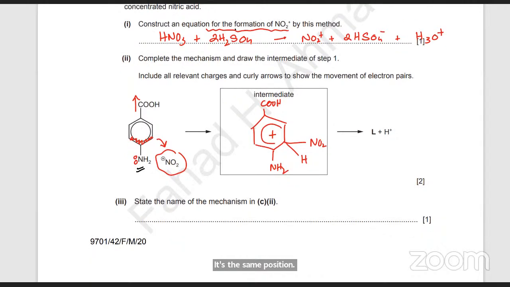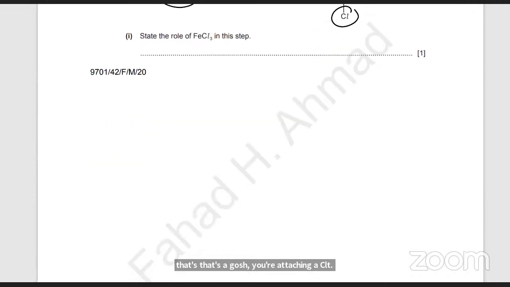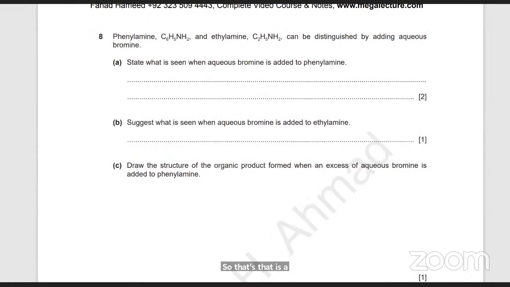Now, state the name of the mechanism, that's electrophilic substitution. Okay, next one. State the role of FeCl3, that's a catalyst. In benzene, you're attaching a Cl, so that is a catalyst, that's electrophilic substitution. So moving ahead. State what is seen when aqueous bromine is added to phenylamine. What happens with phenylamine?